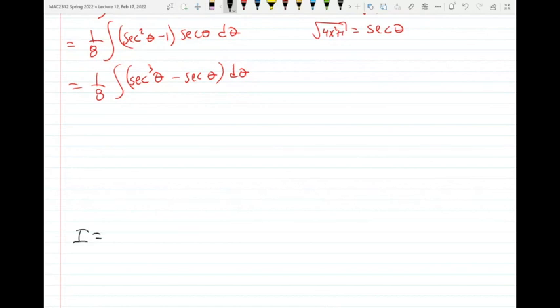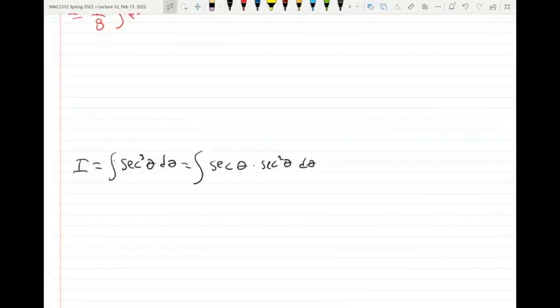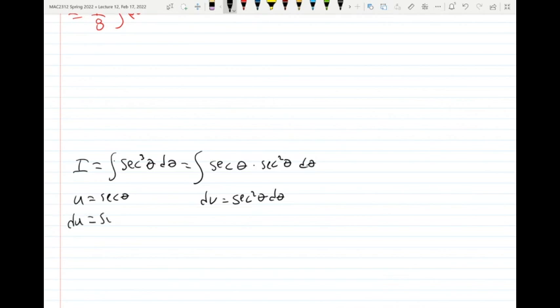So let's call it the integral of secant cube. Remember, the idea is that we write this as secant times secant squared, because secant squared is easy to integrate. So we let u equal secant, and then dv is secant squared d theta. So du is secant tangent, and v is tangent. So this is going to be uv, so secant tangent, minus the integral v du.